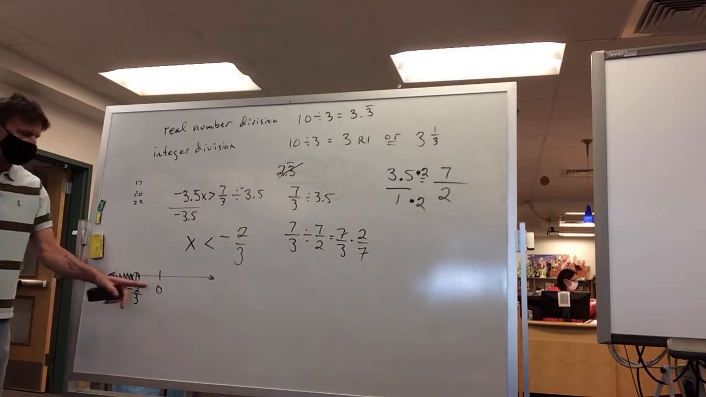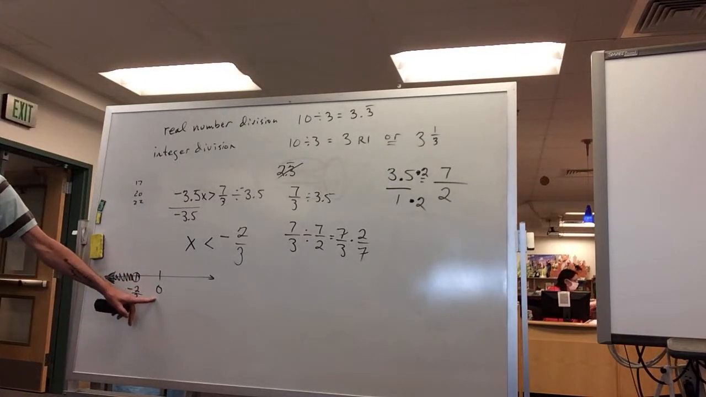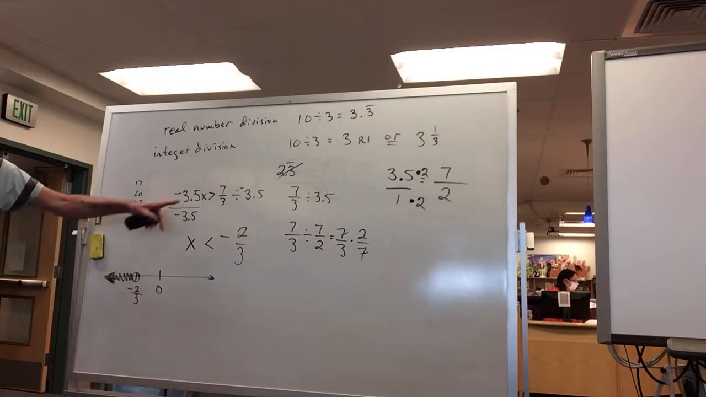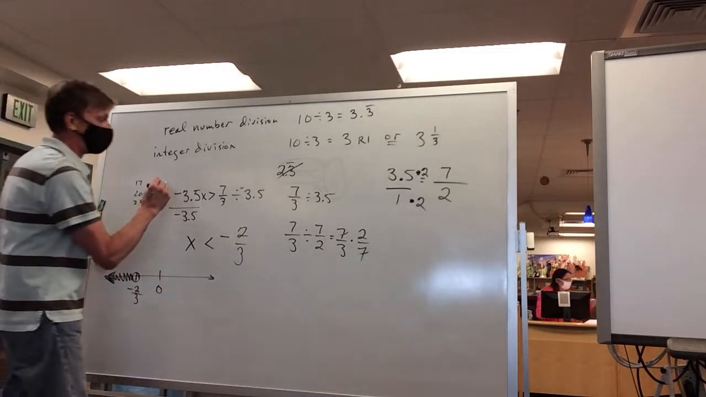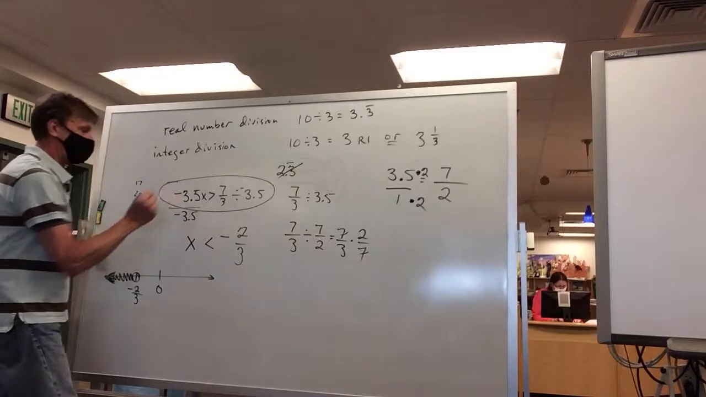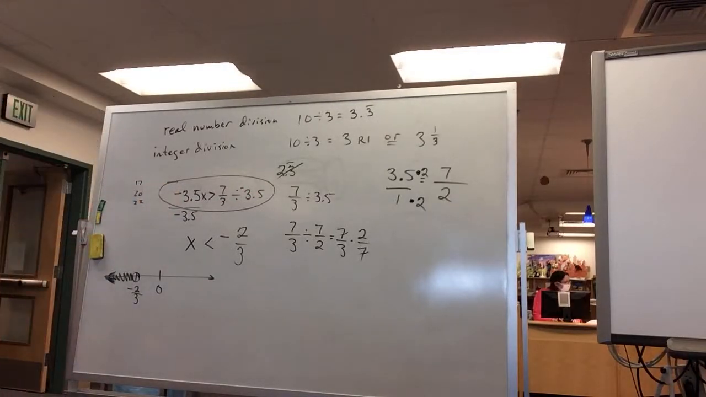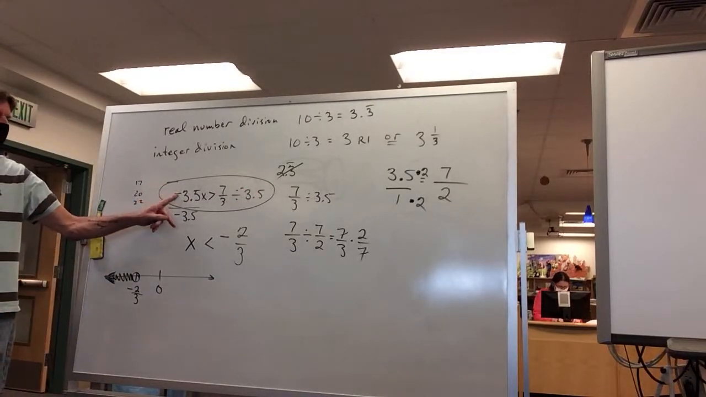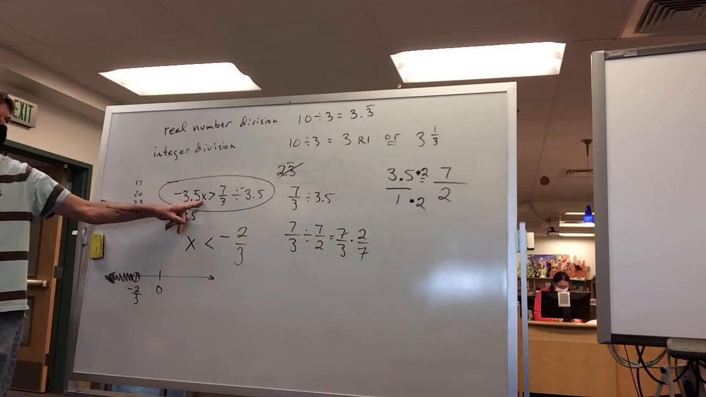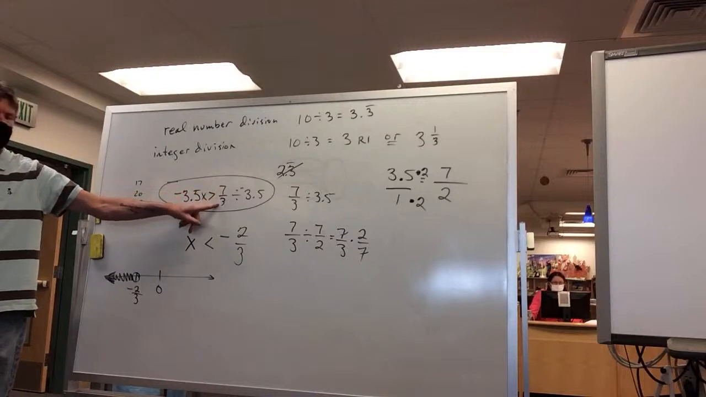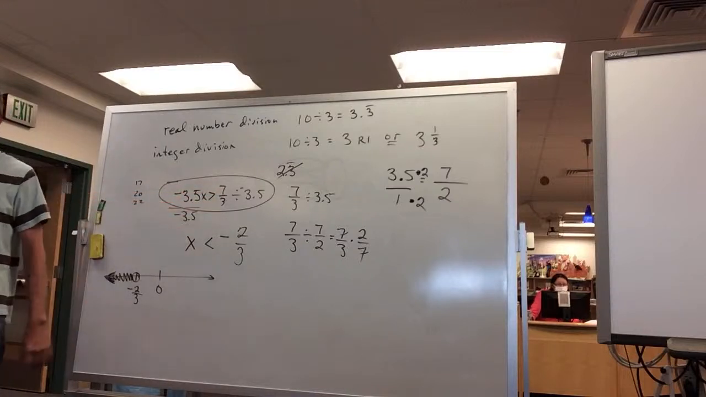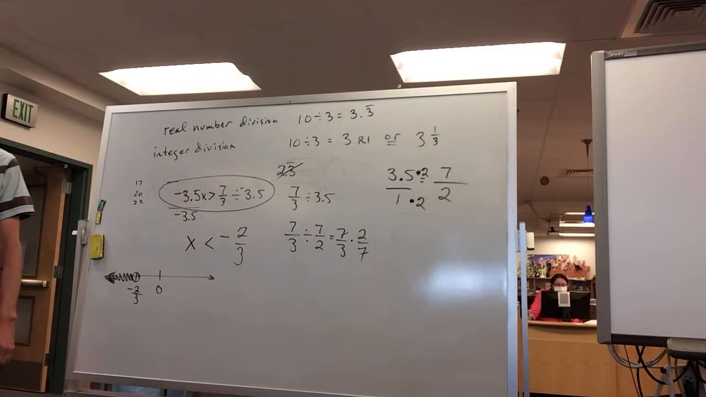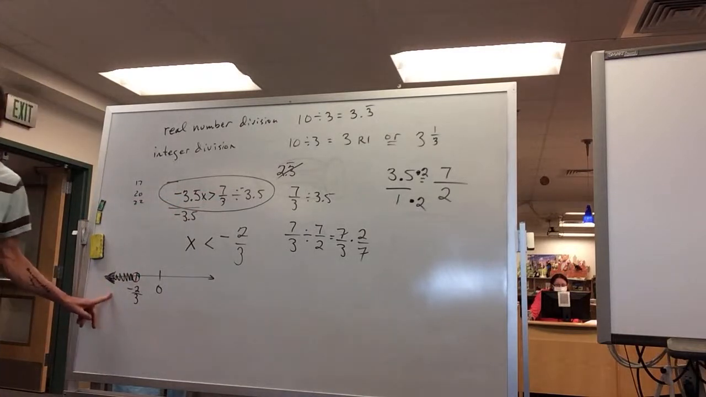So is 0 going to work? So go back here to the original problem. If you put 0 in there, it should be false. It's -3.5 times 0. 0. Is 0 greater than 7/3? No. So then we have the right set of answers.